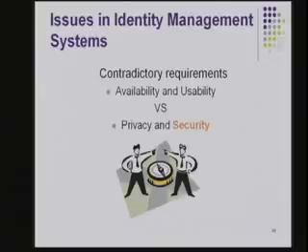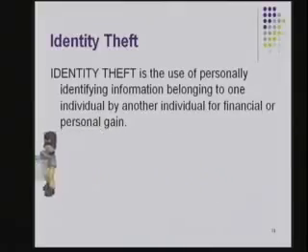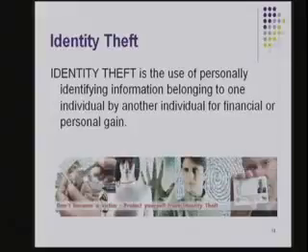It's like weblogs: you want everybody to see, but you don't want anybody to see which newspaper you're reading or which eBay product you're buying. So there are two contradictory requirements. And one problem is that of identity theft. Identity theft is the use of personally identifying information belonging to one individual by another individual for financial and personal gain. This is a really serious problem and is being taken up by different institutions.